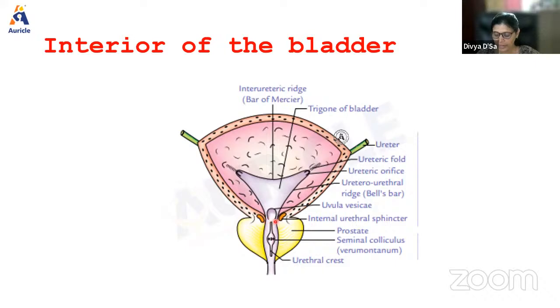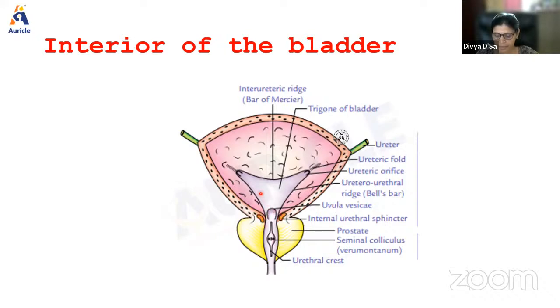So in the males, what happens? There will be a rounded elevation known as the uvula vesicae, which projects upwards behind the urethral orifice. This uvula vesicae is formed by the median lobe of the prostate. The uvula lies within the sphincter vesicae.